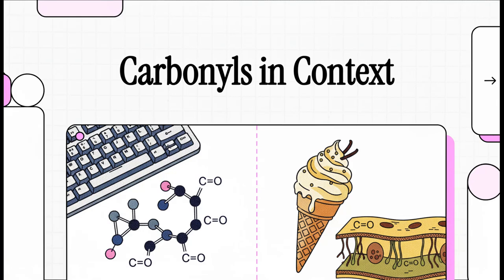It's kind of wild to think about what connects the plastic in your keyboard, the vanilla in your ice cream, and even the fats inside your own body. Believe it or not, it all comes down to one single family of chemical compounds, carbonyls. They're like these unsung heroes running the show in both giant factories and in nature itself. So let's dive in and explore the two main branches of this incredible family.